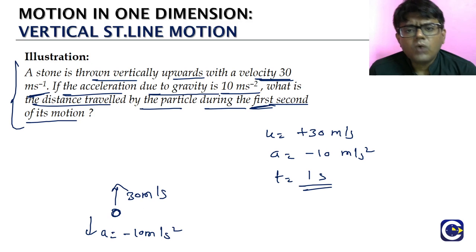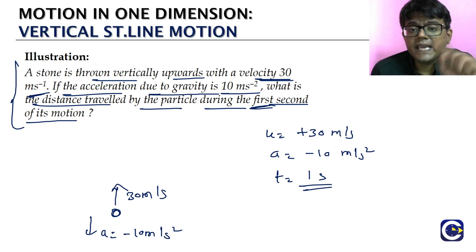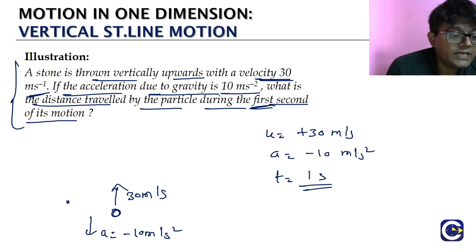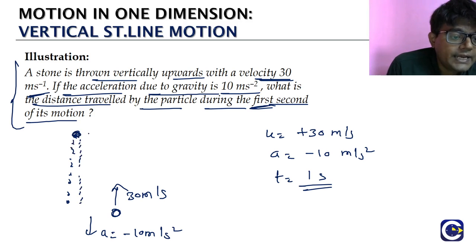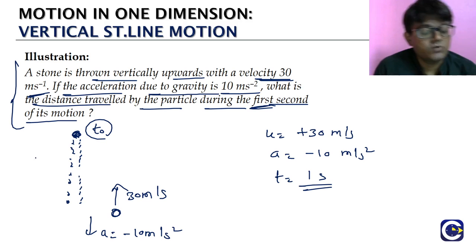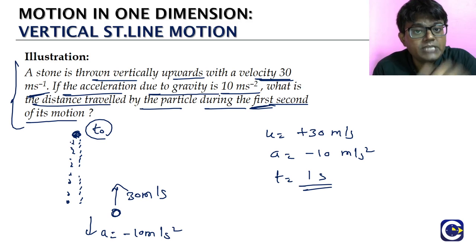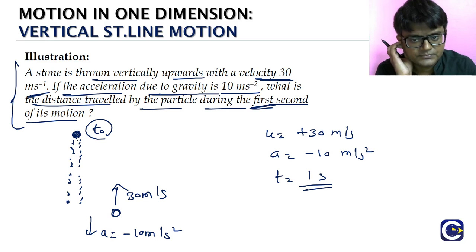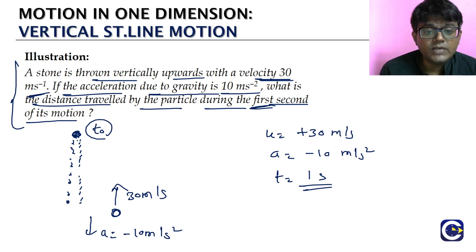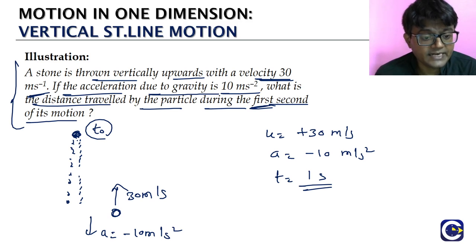Here we need to be careful about whether there is a change in direction or not, because when we are projecting a particle upwards, it is going to go up till it reaches the maximum height and then it is going to come back. So let us call this time T naught, the time at which the object is going to change its direction of motion. Particularly at JEE Mains level, these kinds of questions are very popular. They are not going to be tough. It is just that we have to be careful about the behavior of the particle as it moves in vertical straight line motion.